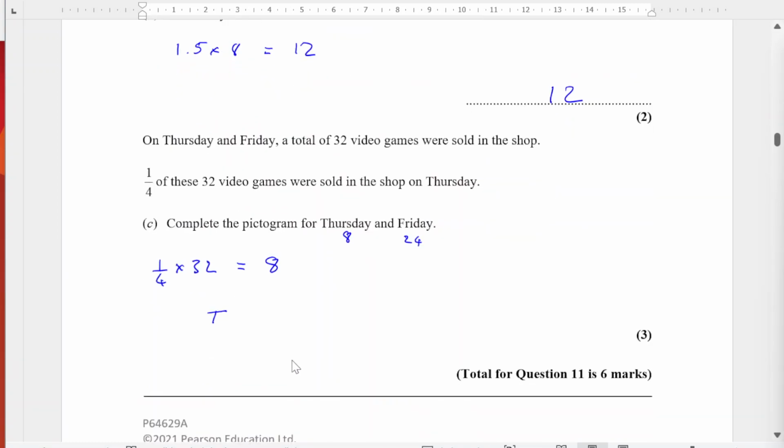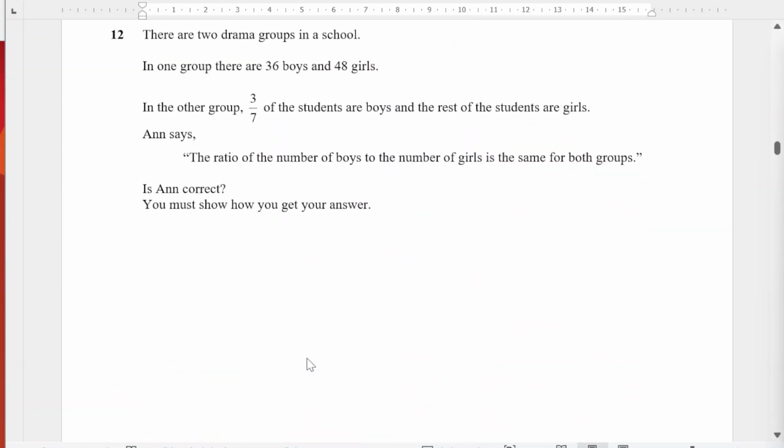Okay, and on to question 12. There are 2 drama groups in school. In one group there are 36 boys, 48 girls. In the other group, 3/7 of the students are boys, the rest are girls. Anne says the ratio of the number of boys to the number of girls is the same for both groups. Is Anne incorrect? You must show your answer.